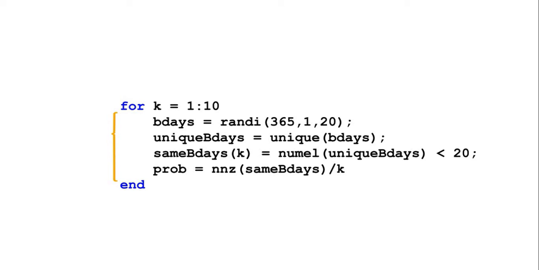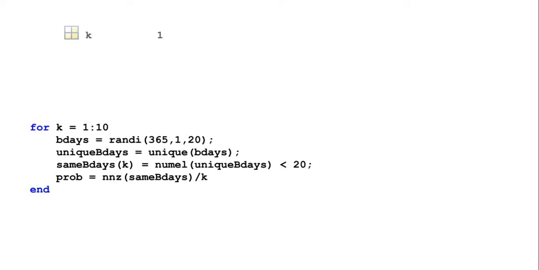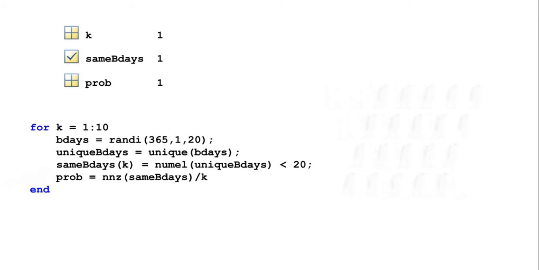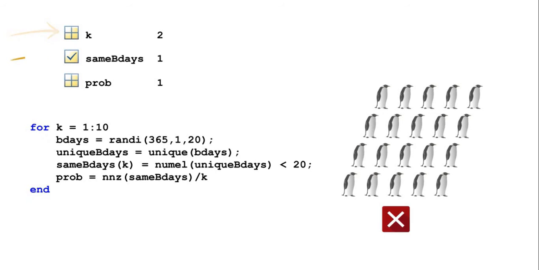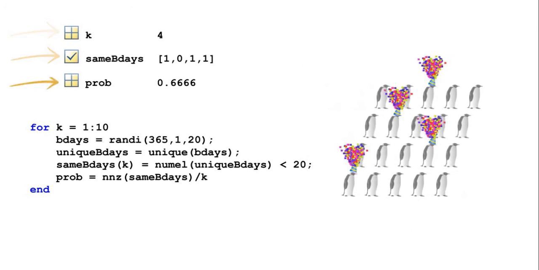Let's walk through what happens in our birthday experiment. First, k starts off as 1, denoting the first room. Inside the loop, we generate 20 birthdays for the room, one for each person, and check if there are any matching birthdays. Based on the result, we start calculating the probability. Next, k is 2, and we repeat the commands to update the probability. Then, k is 3, and k is 4.